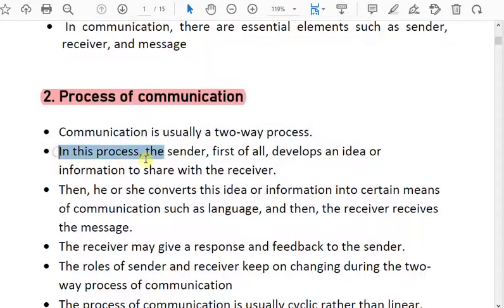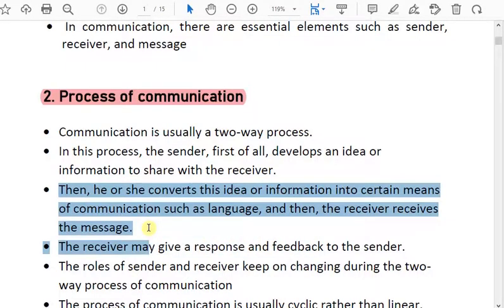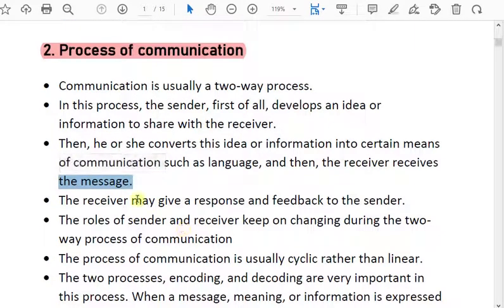Okay, so in this process the sender first of all develops an idea or information to share with the receiver. Very simple this is. Then he or she converts this idea or information into certain means of communication such as language, and then the receiver receives the message. Okay, first the sender encodes the information into certain means of communication such as language, and language can be either verbal or non-verbal at that time. Okay, and then the receiver receives the message according to the competency and the context.